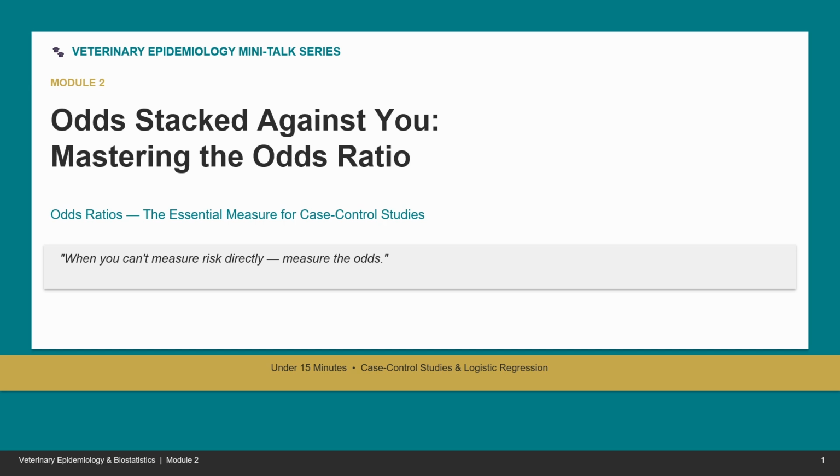To Module 2. This one's about odds ratios, a measure that confuses a lot of people because odds and risk sound similar but are mathematically different. By the end of this talk, you'll know exactly when to use an odds ratio, how to calculate it, and, just as importantly, how to interpret it without overstating what it means.